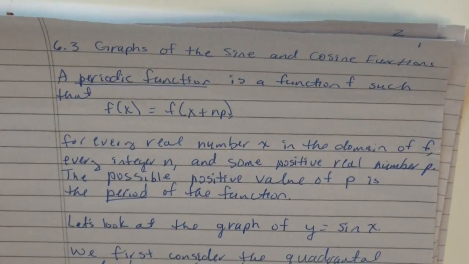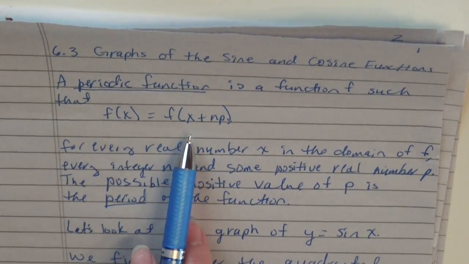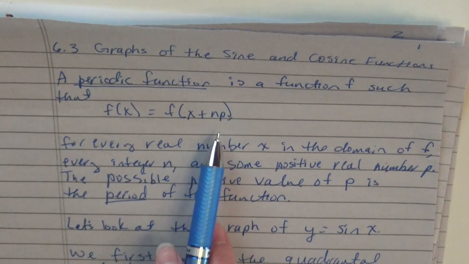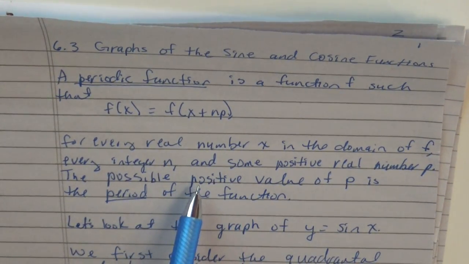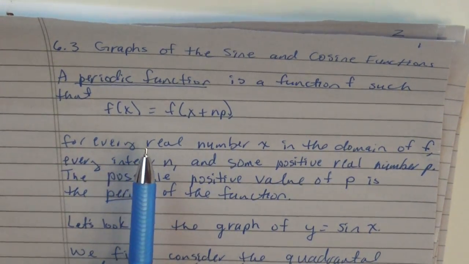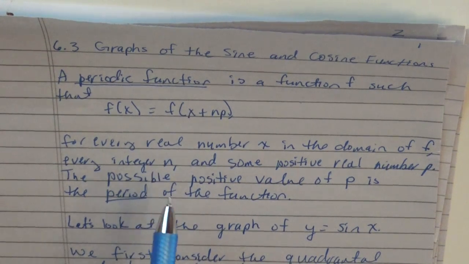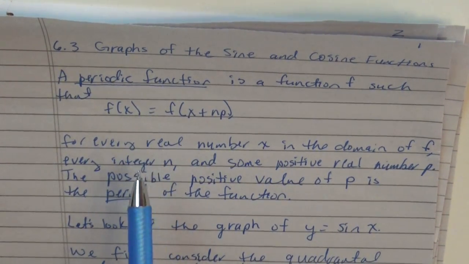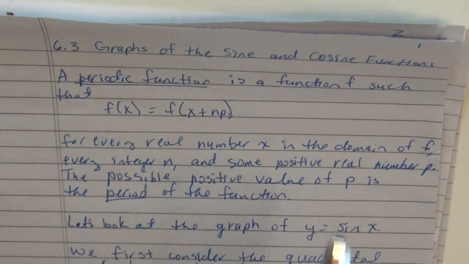A periodic function is a function f such that f of x is equal to f of x plus n times p, for every real number x in the domain of f, every integer n, and some positive real number p. The smallest possible positive value of p is the period of the function. What's happening with a periodic function is you have an interval where something happens on your graph, and once you get beyond that interval, it repeats, doing the same thing over and over again.